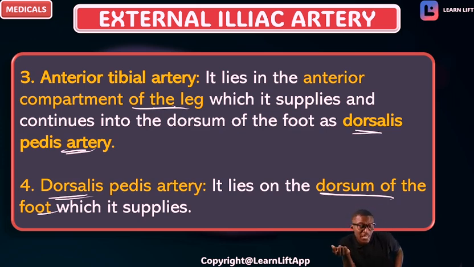Do you understand? If you don't understand the blood supply, pause it and watch it over again, because it has a lot of past questions and it gives you an overview of the blood supply.